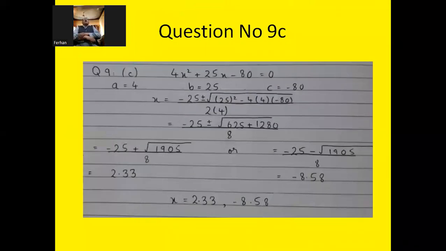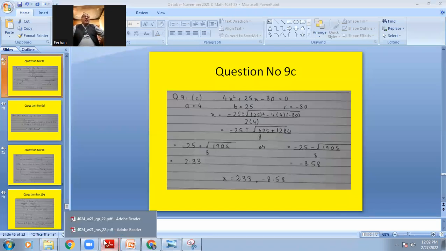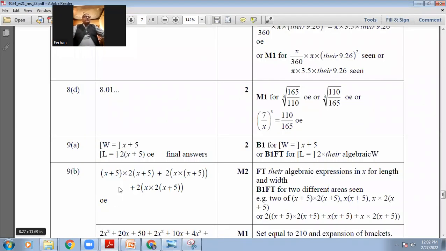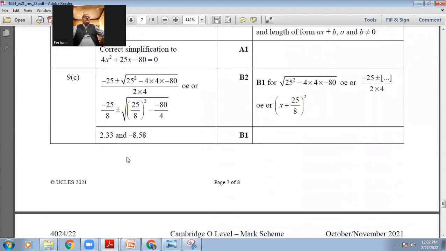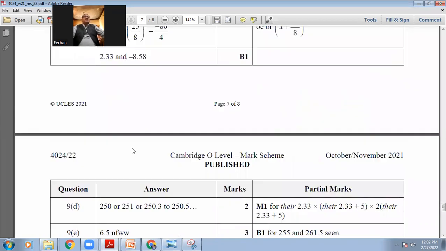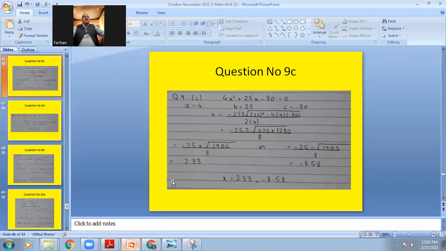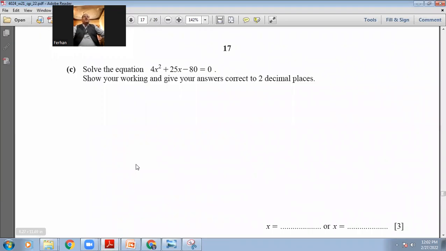Here we go. Just write the quadratic formula: x equals minus b plus minus under root b squared minus 4ac, whole thing divided by 2a. Just substitute the values of a, b and c, and at the end you will get two values of x. One is 2.33, the other one is minus 8.58. The negative value can be neglected. So our answers are right, because we don't have to use the negative value.